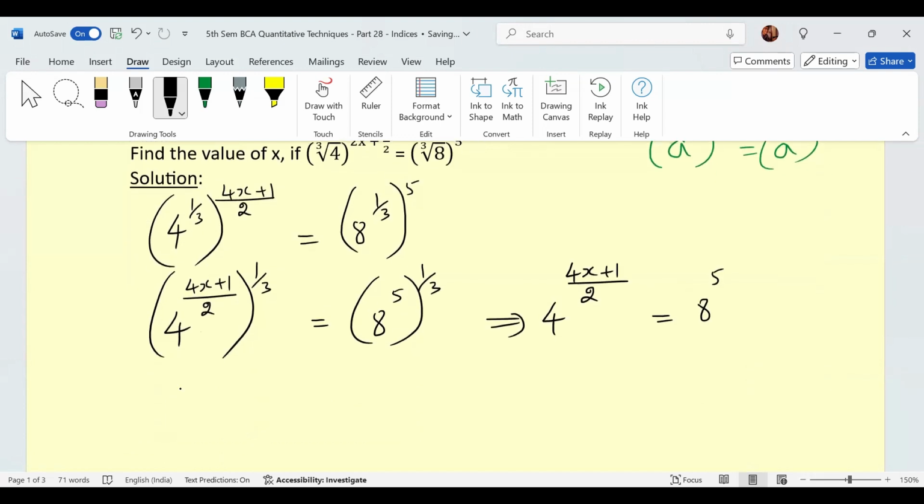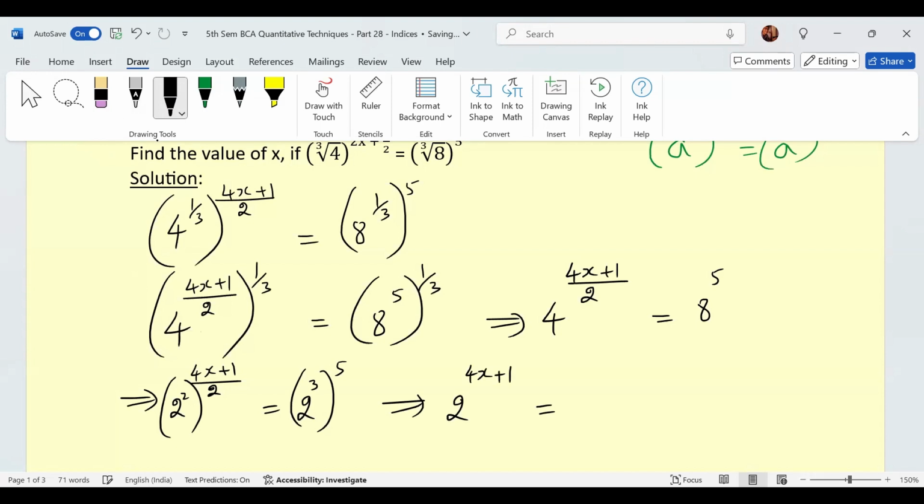Now again, this can be rewritten as 4 to the power of 4x plus 1 by 2. 8 can be written as, here I will rewrite this. This 4 I will rewrite it as 2 square to the power of this, and 8 can be written as 2 cube to the power of 5. Now in the left hand side, 2 and 1 by 2 will get cancelled. You will have only 2 to the power of 4x plus 1. Here in right hand side, you will have 2 to the power of 15.